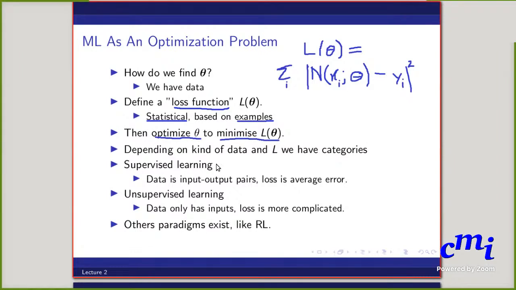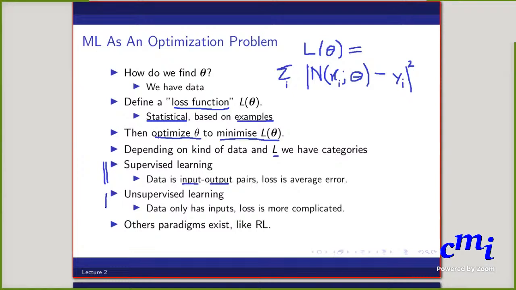So this is the general idea behind machine learning. Depending upon the kind of data and the way we are constructing loss functions, we have multiple flavors of machine learning. We have supervised learning, which is what all our examples so far fit into, where the data has both input and output pairs.